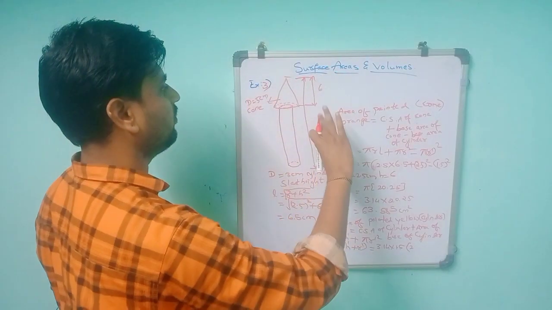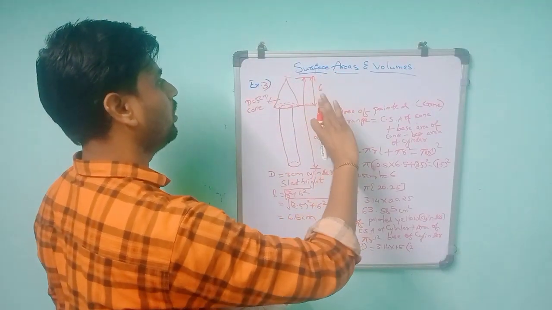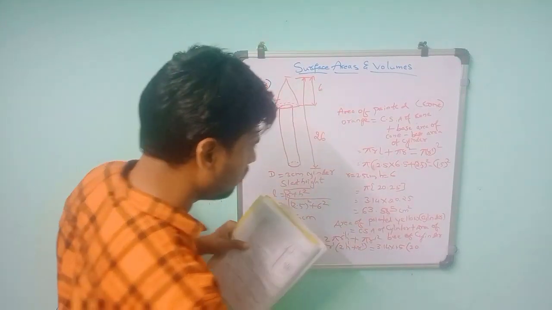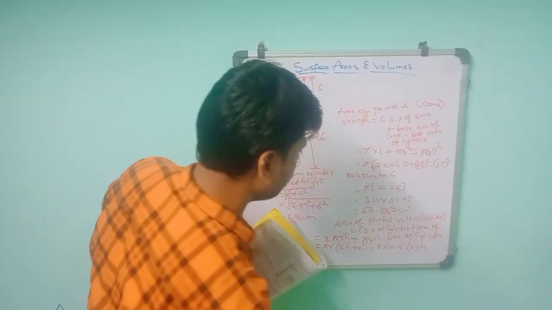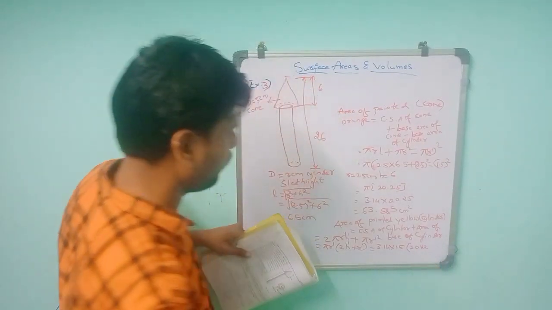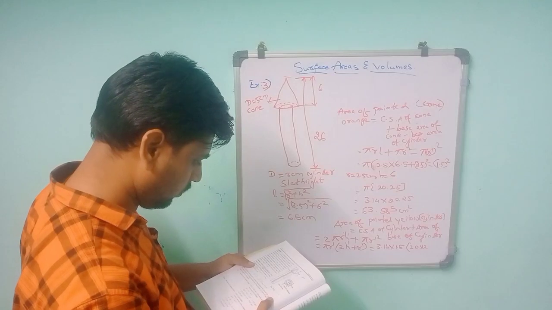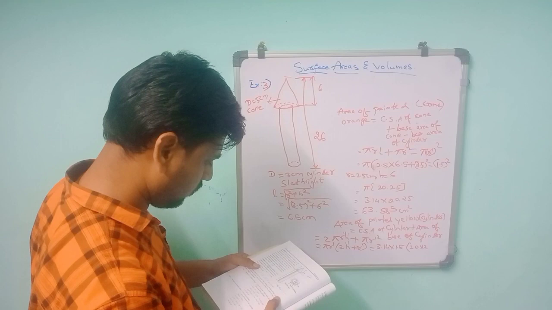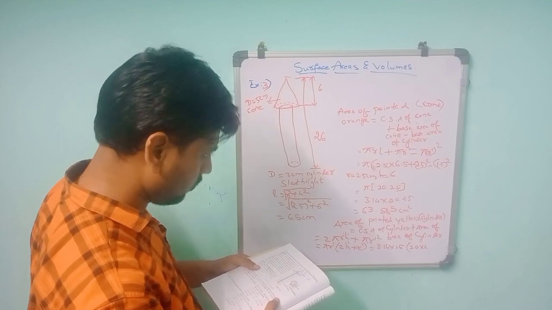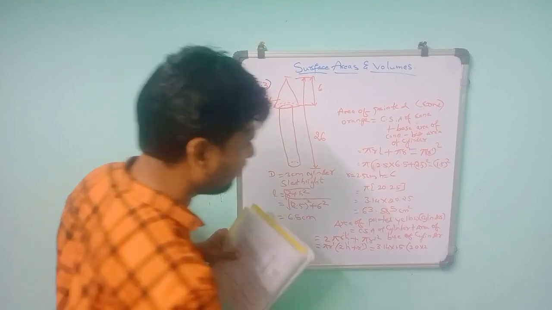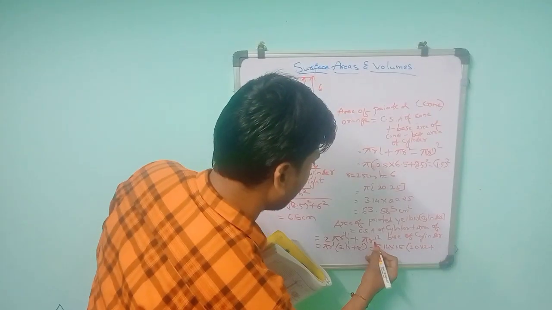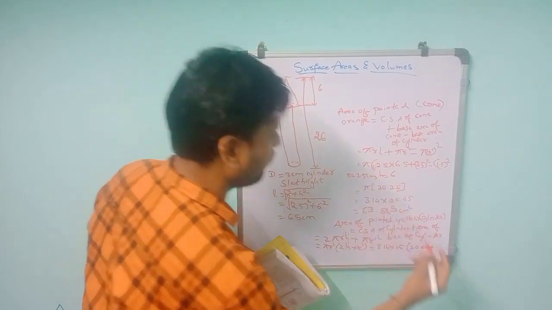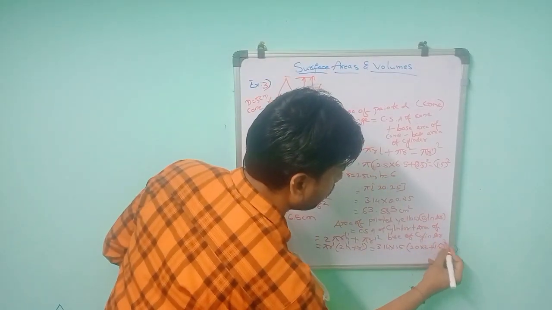This is height of the cone. This is height of the cylinder, means this minus this will be 20. So 20 is the height of the cylinder. So 20, then this is 2, 20 into 2. Plus R dash, this is 1.5. 1.5 whole square.